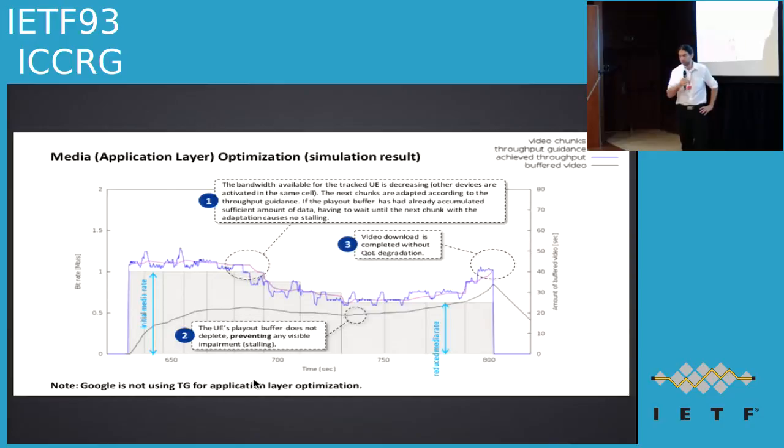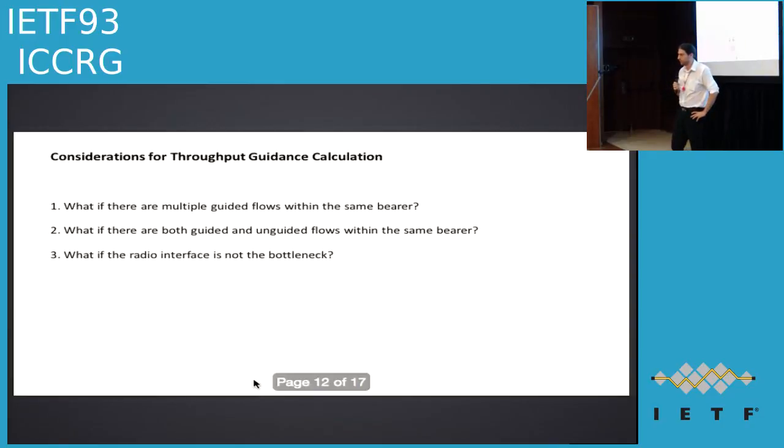Okay, some considerations which we received during the previous drafts focused on how to expose the throughput guidance and not how to use it. So what if there are multiple flows within the data barrier, because then those flows interact with each other? What to do if there are both flows which react to the TG and do not react to the TG, or do not receive the TG at all? And what if the radio interface is not the bottleneck? So let's go one by one. Next slide, please.